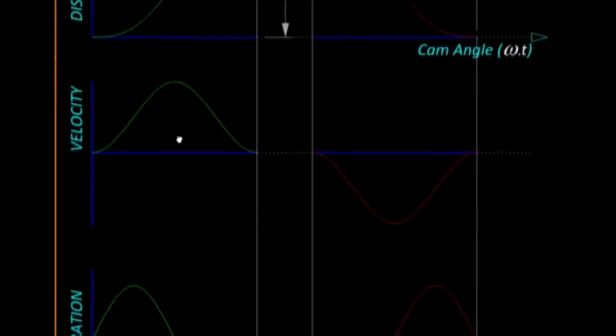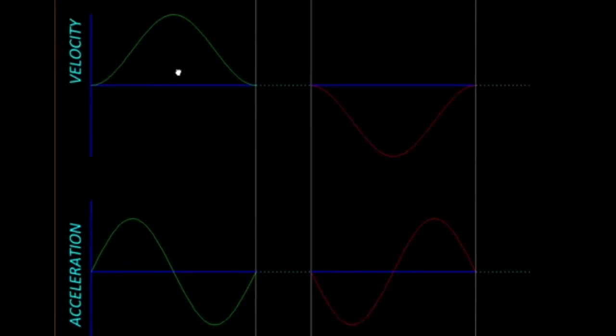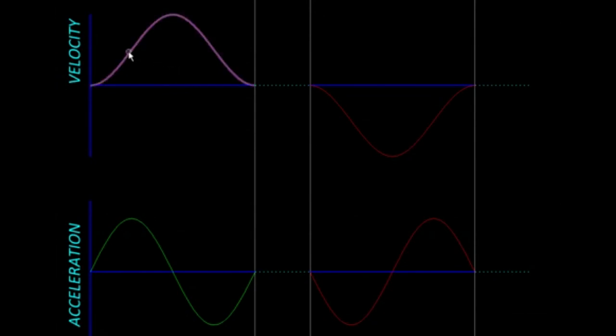Same is true for acceleration because that is the derivative of velocity with respect to time. So wherever velocity graph slope is zero, the acceleration is zero. Where the slope is maximum, acceleration is maximum, and so on.